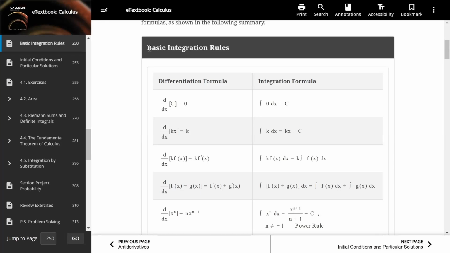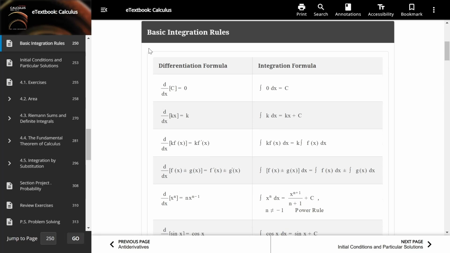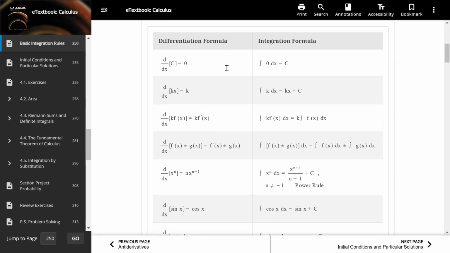Now we can start talking about how to find antiderivatives, or how to find that original function that we are searching for. Usually, in the exercises we've done so far, we try to find that original function using intuition, but intuition won't always give us the right answer.